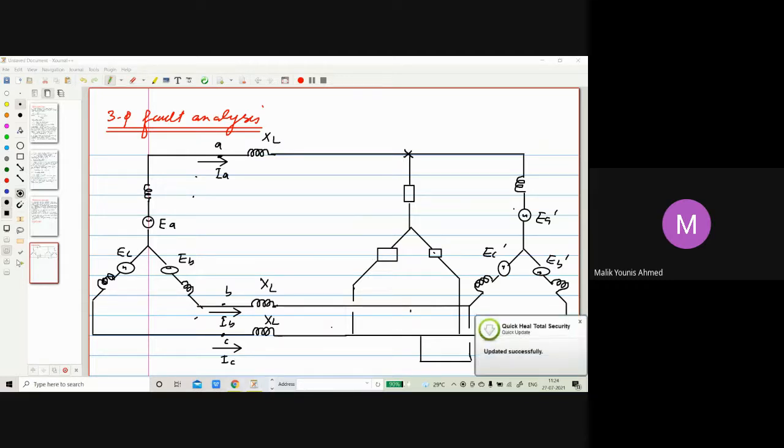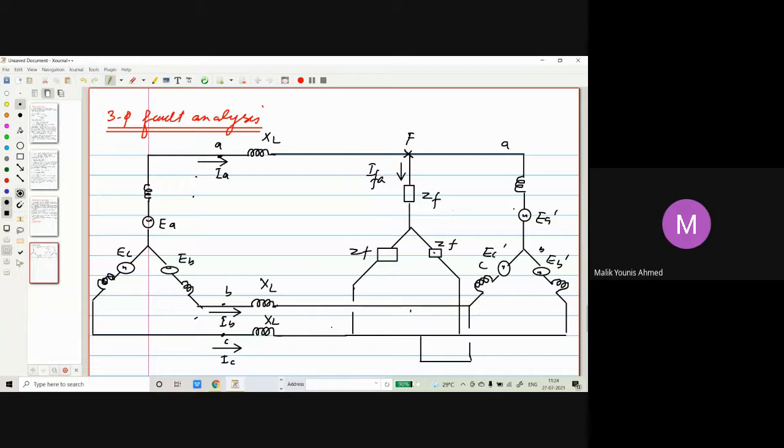Okay, so this is a fault. We have considered a three-phase fault, and we'll be writing it as F here. So this is your ZF, fault impedance ZF. So we will have currents flowing through them, IFA. Okay, so again, this is your A, B, and C. So this is the arrangement that we are connecting.